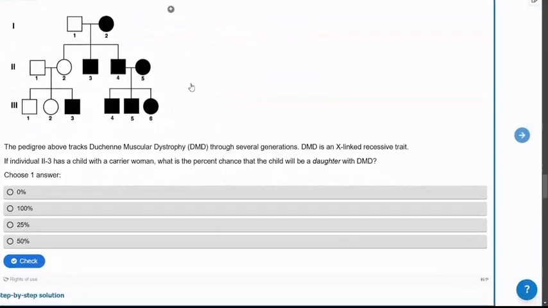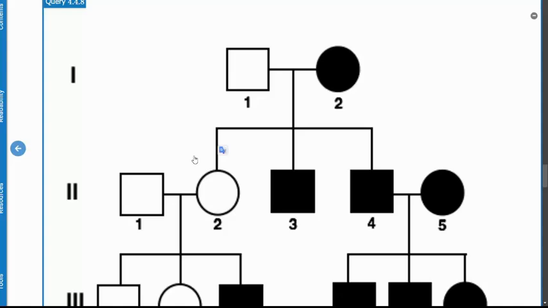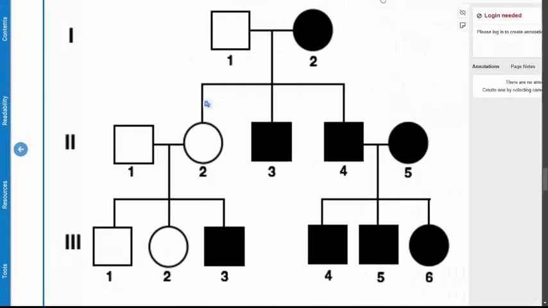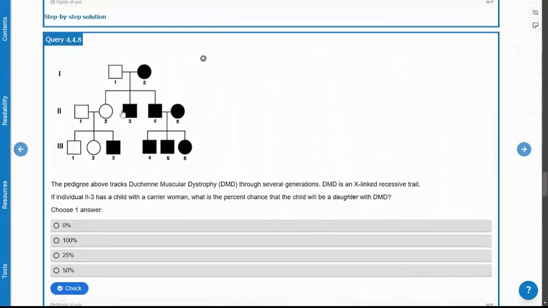Now, the pedigree tracks the same trait, X-linked recessive. If 2-3, which is this person, has a child with a carrier woman, what is the percent of the child? Okay, so we're talking about any child, so male and female.